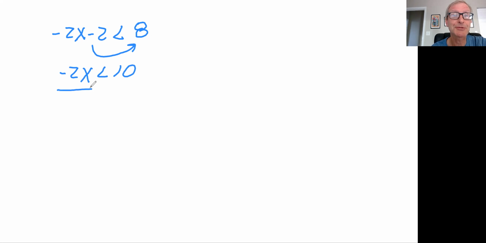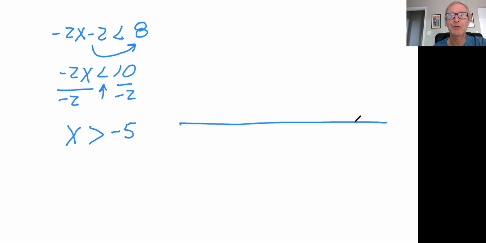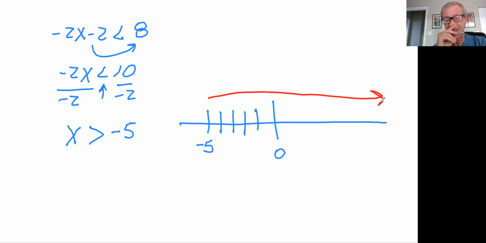But just to refresh your memory, when you multiply or divide by a negative number, what do we do to the inequality? We flip it. So this would be x is greater than minus 5. What does that mean on our number line? If this is minus 5, do this in red. What this means is the number line is greater than as you go to the right. So it goes all the way this way.